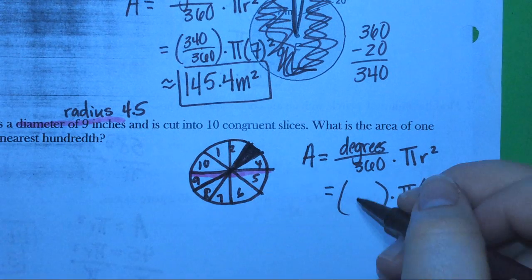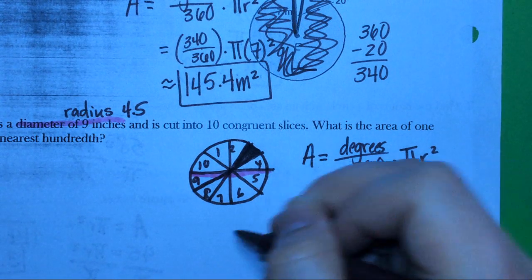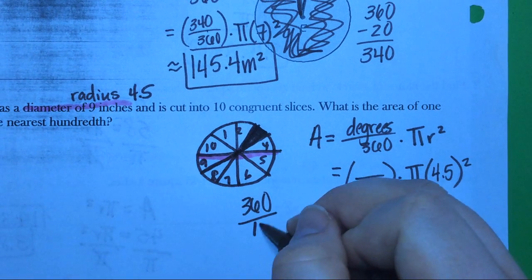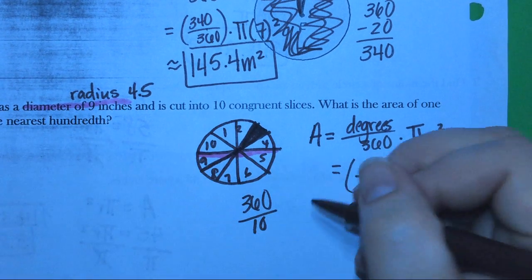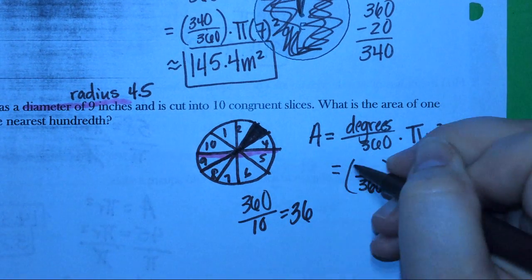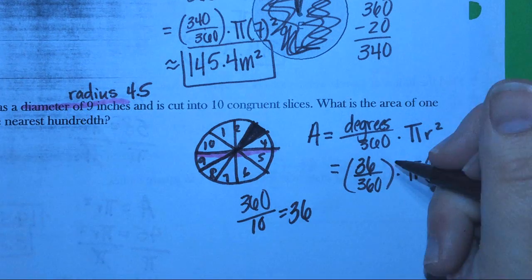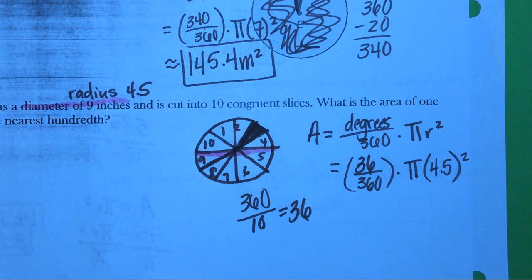We need to figure out the number to plug in for the degrees. We know it's 360 total. We know there are 10 slices total. 360 divided by 10 is 36. So each slice is 36. Since we're only cutting out one slice, we're going to plug in a 36. If we were cutting out 2 slices, we would put in a 72.